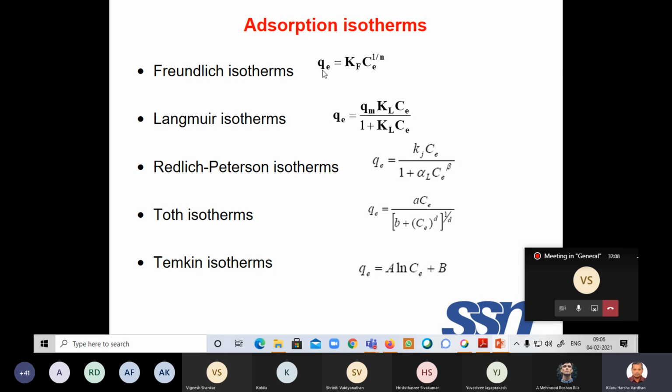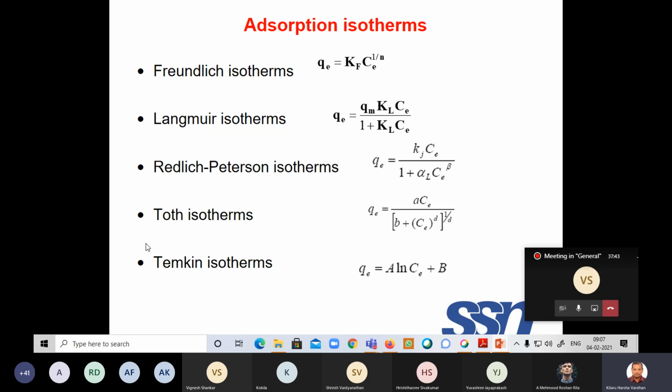When you write this relationship between Qe versus Ce, you get different constants. Kf, 1/n, Qm, Kn, alpha L, beta are all constants. Different scientists gave different expressions, and based on that you get different coefficients. The Langmuir isotherm is given in terms of Qm and Kl, whereas the Freundlich isotherm is given in terms of Kf and n, right? So these two are very important.